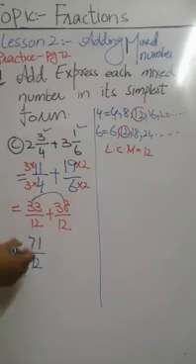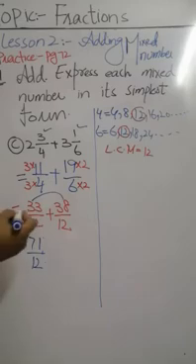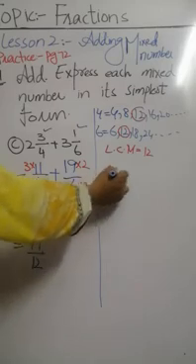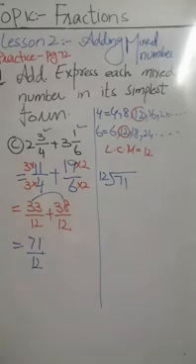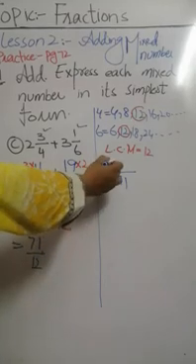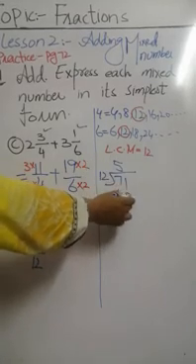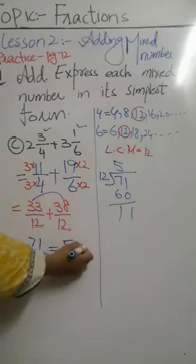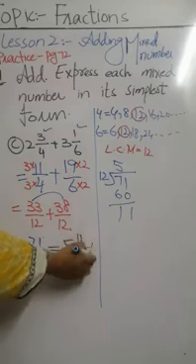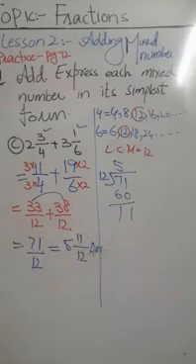An improper fraction is a fraction in which the numerator is greater and the denominator is smaller. We easily convert this fraction into a mixed number by dividing 71 by 12. 12 times 6 is 72, so 12 times 5 is 60, remainder 11. We get 5 whole 11 by 12. This is the answer.